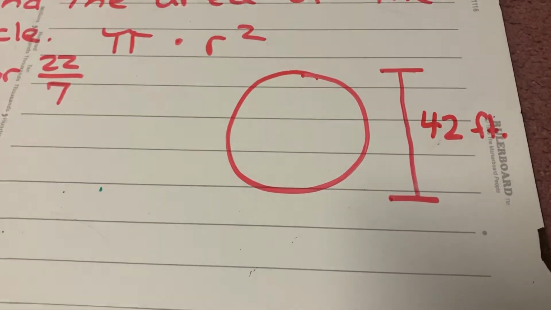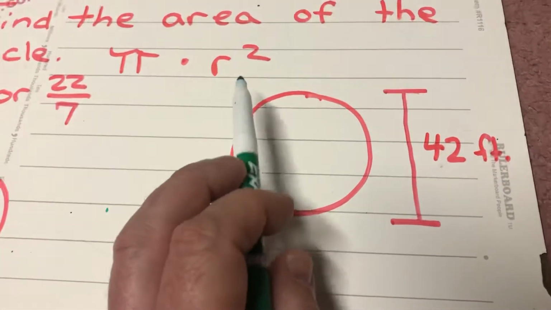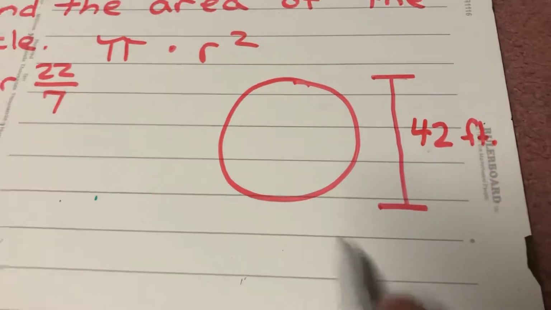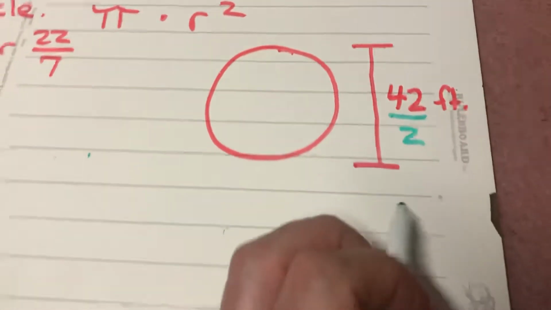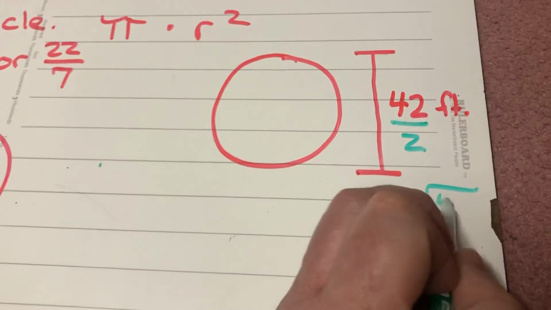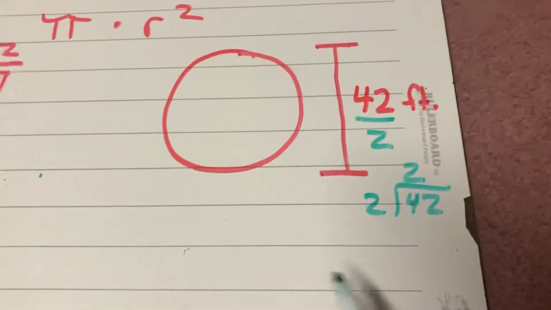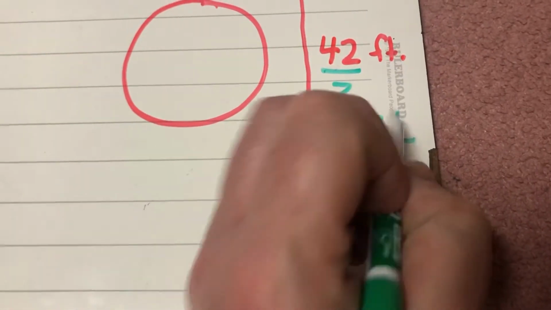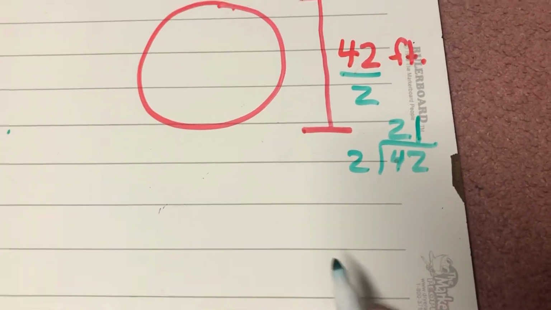42 square feet, okay? Now the diameter is 42. That's all the way across. Now remember, if I know the diameter and I want to find the radius, I have to cut the diameter in half. So it's going to be 42 divided by 2. If I do 42 divided by 2, that's not very hard. 2 can go into 4 twice, and I know there's not going to be any left over because 2 times 2 is 4. 2 can go into 2 once, and I know there's none left over because 2 times 1 is 2. So that's 21.